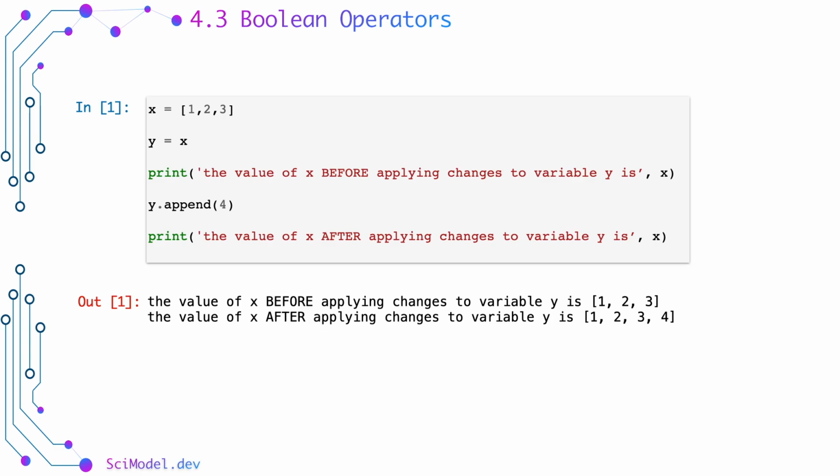In this code example, we are appending a new value to y which is an alias of x. Also, we are printing the value of variable x before and after appending new value to variable y. As you can see in the output of the code, the change on the variable y is also reflected on the variable x.